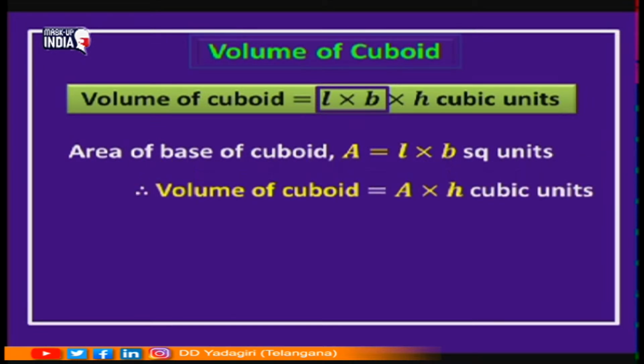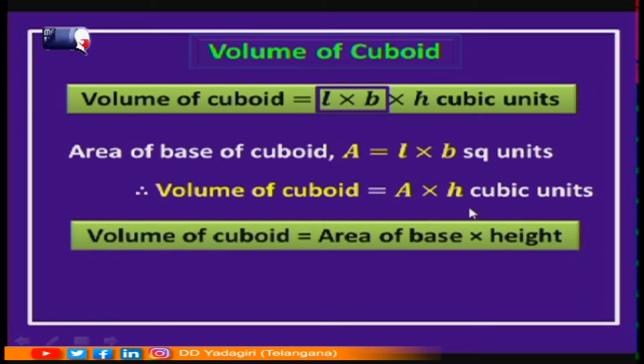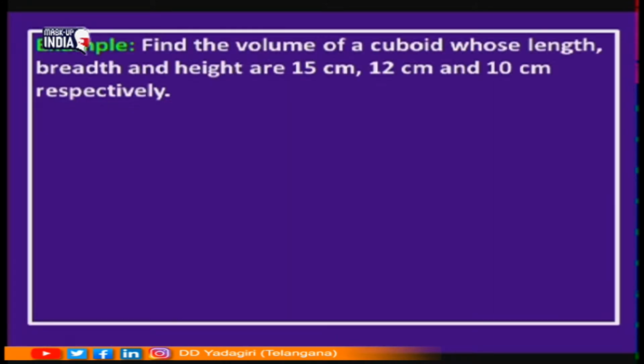Now, volume of cuboid can be written as now. So, in place of this L into B, what can I write, children? Yes, area of base, that is A into H cubic units. Hence, volume of cuboid can also be written as area of base into height cubic units. Got it, children? Now, let us take an example to apply the formula of volume of cuboid.